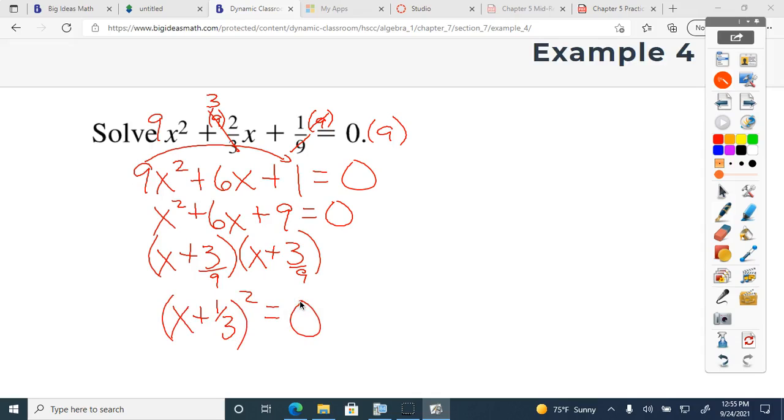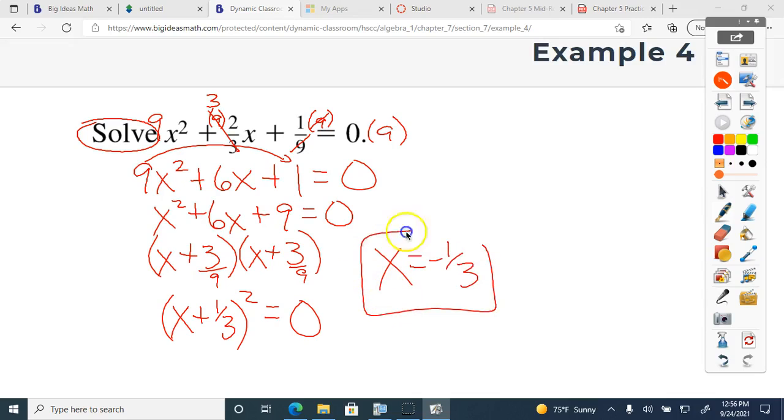My final step, because this says solve, is to just figure out what makes that parentheses equal to 0. So the opposite of which would be negative 1/3. I'm only going to have one answer here. It just happens that I have that one answer twice. I get the same answer twice.